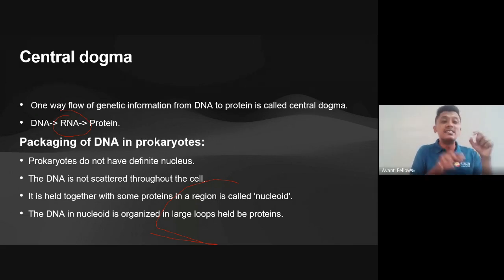So this chain of events, from DNA to RNA and RNA to protein, is called the central dogma of life. That is the flow of information of life, or simply the flow of life. So this is about our central dogma. And to understand the central dogma, we have to understand how the DNA is present, how it is packed, how it gets replicated, and how it gets expressed in the coming classes.